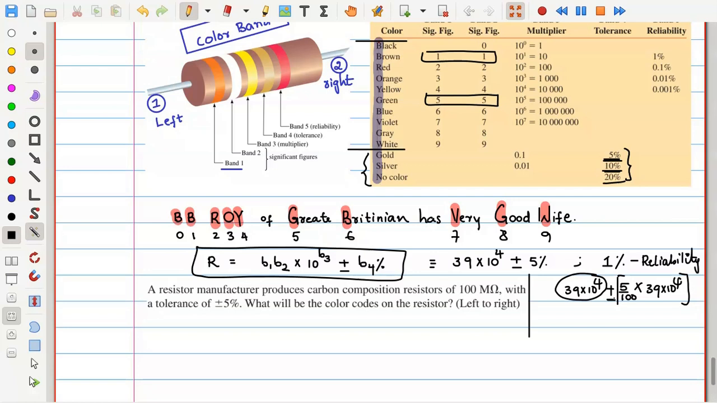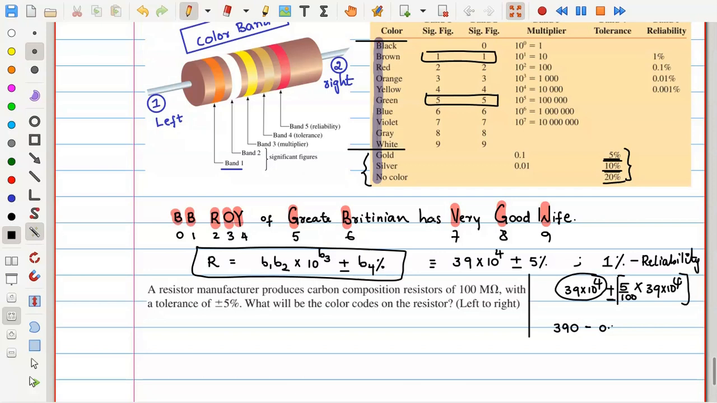I can take this plus or minus. That means the resistance value will be 39 into 10 power 3, so kilo ohm, or let me not write the units as of now.